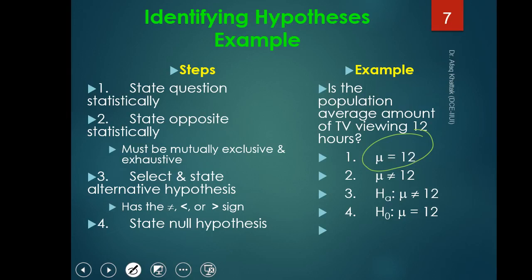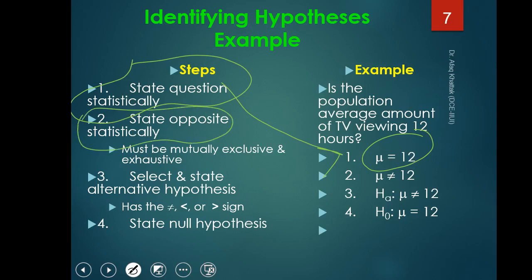Then we take a sample from that population and see whether mu is equal to 12 or not. So first we define the question statistically. Now we state the opposite statistically. If we claim that mu is equal to 12, the opposite of that will be mu is not equal to 12. It means that they are mutually exclusive and exhaustive events.